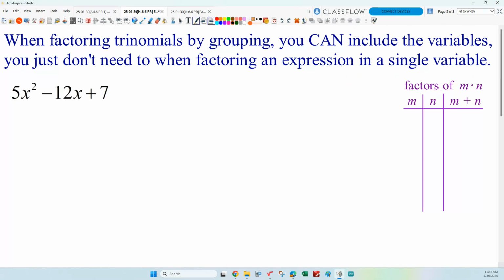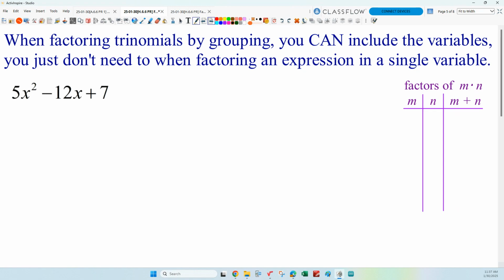Okay, so when you're factoring trinomials by grouping, and we're only using a single variable, it's just more convenient for us to focus on the magic numbers only, right? Just the coefficients. But we can include the variables. I just want to show that to you, and then I'm going to show you a case where it's important that you do include the variables.